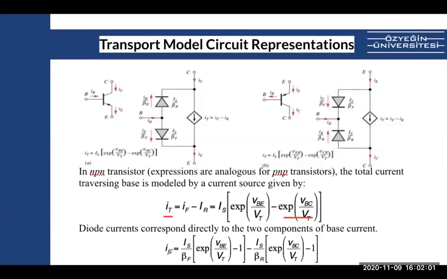Okay. And when we look at the base current, don't forget, it's always 1/beta of the collector current. So here, IB is IS over beta for the first junction, and for the other one, it is minus IS over beta R, okay?